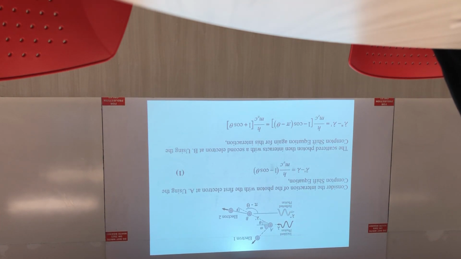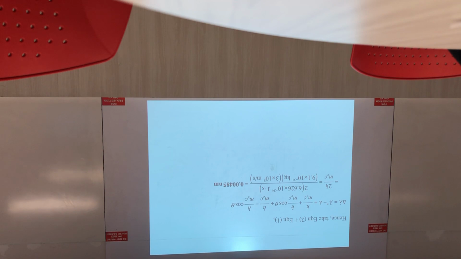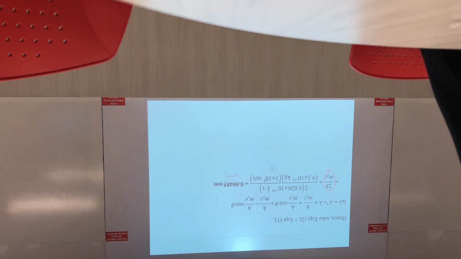So we set the equation for the first scattering and then the second scattering, and when I identify this angle, you can combine those two equations, which will give us 2 lambda c. Our wavelength difference is 0.00485 nanometers, which is very, very small.